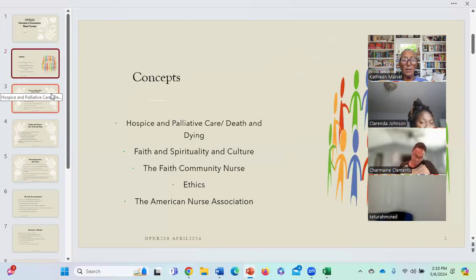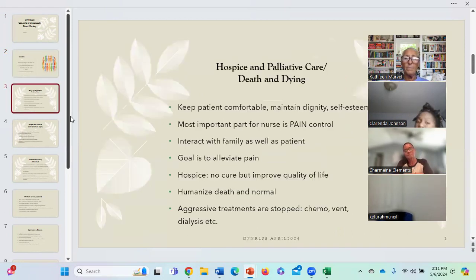Let's talk about this week's concepts. Hospital palliative care, death and dying, always a hard topic to talk about. Faith and spirituality and culture and how that weaves into our nursing care. Faith community nurse, ethics, and the American Nurses Association. What is the difference between hospice and palliative care?